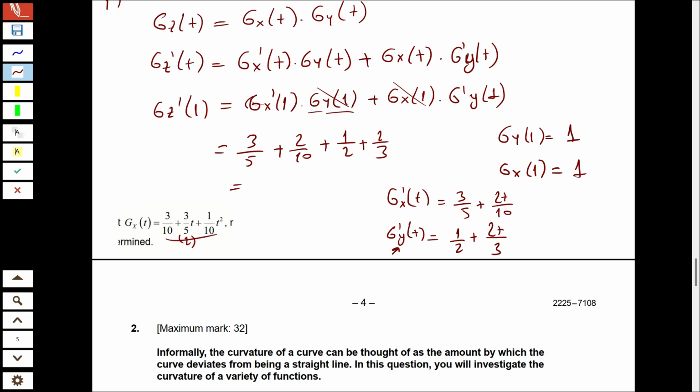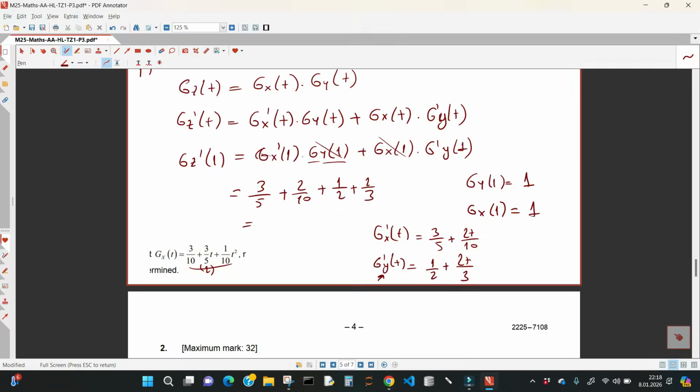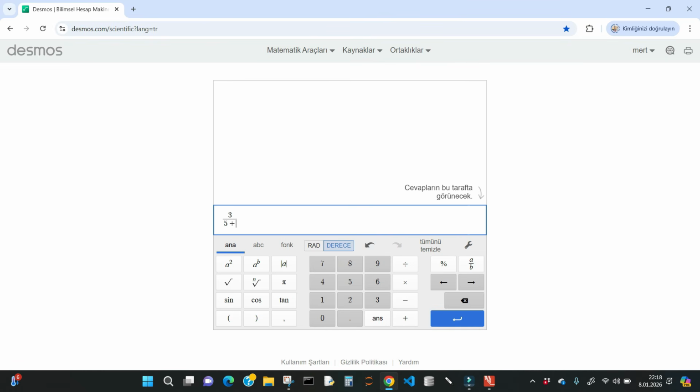It will give us, let's calculate here, 3 over 5 plus 1 over 2 plus 2 over 3. Yeah, 1.97.